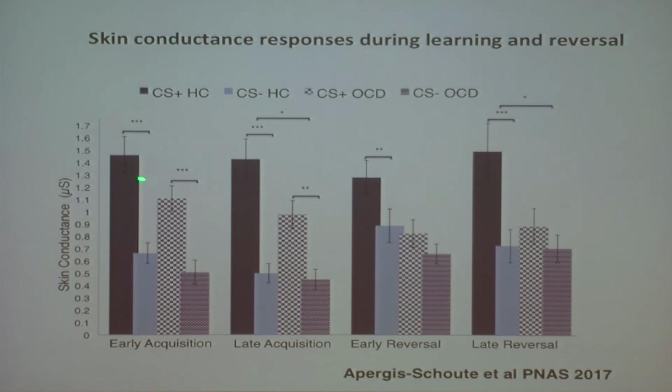And what we find in this task is that OCD patients learn this fairly normally. So this is the GSR response to the CS+, the shock-paired face, and the safe face. OCD patients are here. They show a similar differential. Maybe in late acquisition they get a bit impaired. But the interesting thing is, despite this impairment, when you reverse them so that the previously safe face becomes threatening and the previously threatening face becomes safe, healthy subjects learn this pretty quickly, as you can see here. This is the reversal. But OCD patients are horribly impaired on the reversal.